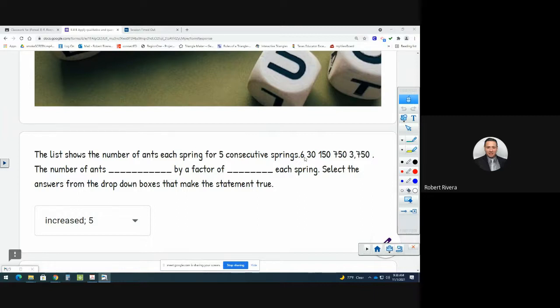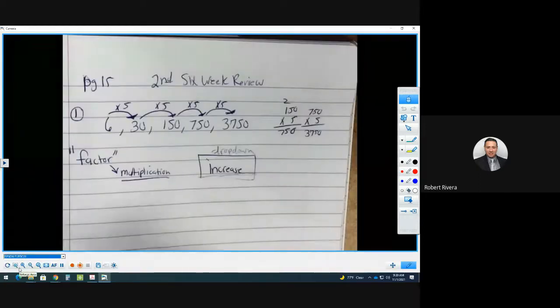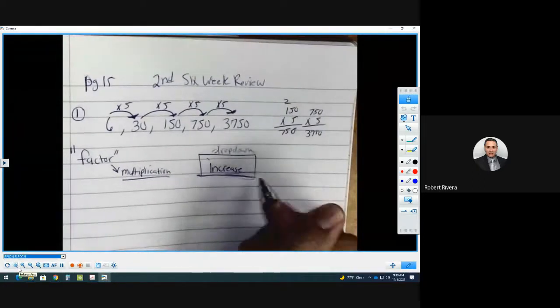Now, what quickly told me that it's a pattern, you can see that it's increasing. But this word told me how it's increasing. Okay, it's being multiplied by something over and over again, which the word factor tells me. Any questions? So my answer was that it is increasing. That's what I would put in the first drop down. In my first answer, it would be that it's increasing.